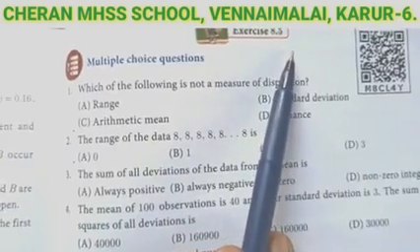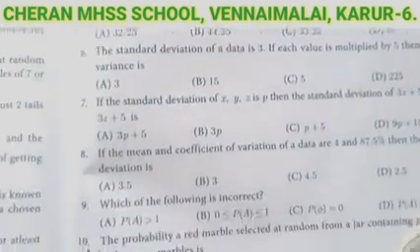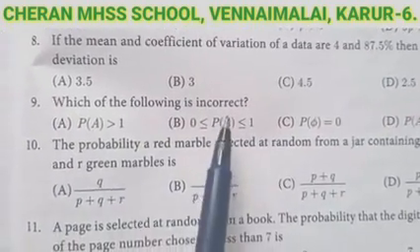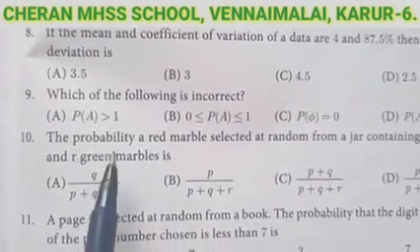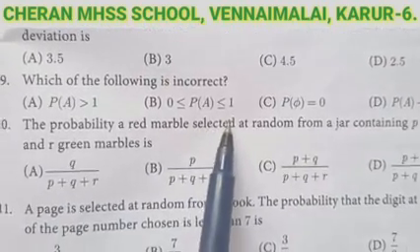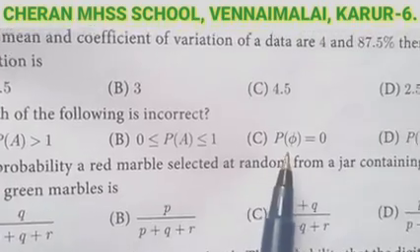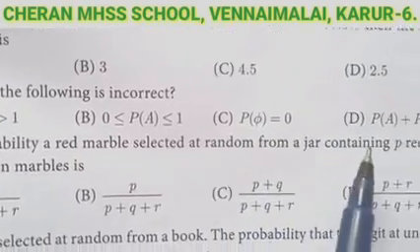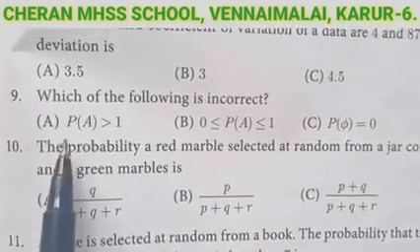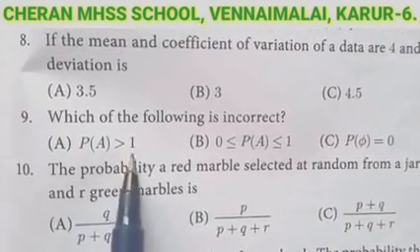Exercise 8.5, probability, 1 mark. Sum number 9. Which of the following is incorrect? P of A greater than 1; 0 less than or equal to P of A less than or equal to 1; P of phi is equal to 0; P of A plus P of A bar is equal to 1. Here in this, P of A greater than 1 is incorrect.